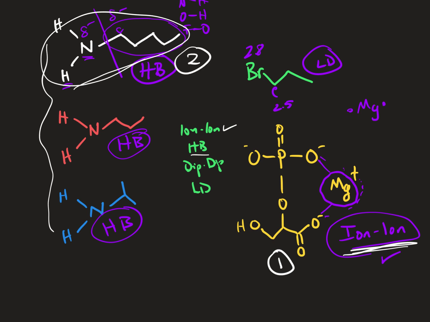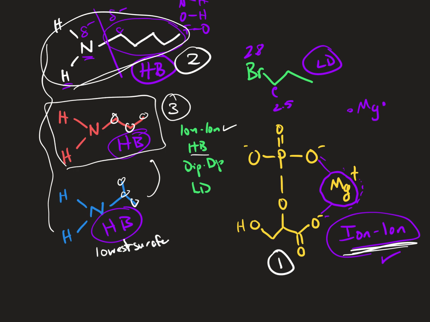And then out of these 2, this one has the lowest surface area, in other words the smallest, even though they have the same number of carbons. I have 1, 2, 3 carbons here, 1, 2, 3 carbons here. But this one is larger in size, so that's number 3, and this one would be number 4. And then this one is number 5 because it's London dispersion way down here. I hope that helps. If it doesn't, please let me know.